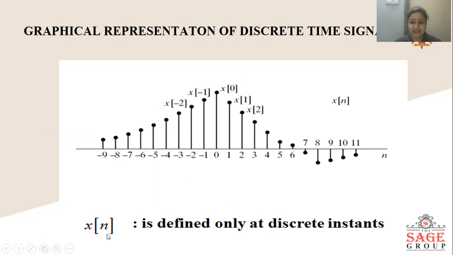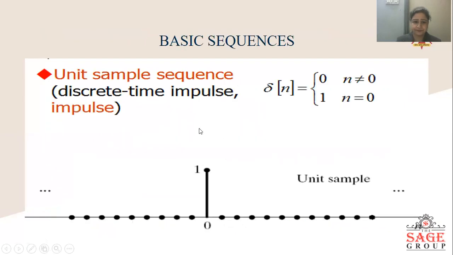So here we can say that x[n] is defined only at discrete instances. It is not defined in between 0 and 1 or 1 and 2. It is only defined at n equal to 0, 1, 2, minus 1, minus 2, and so on. Now, in this section, we will cover the basic sequences or basic discrete time signals, which we generally use in the analysis of digital signal processing.